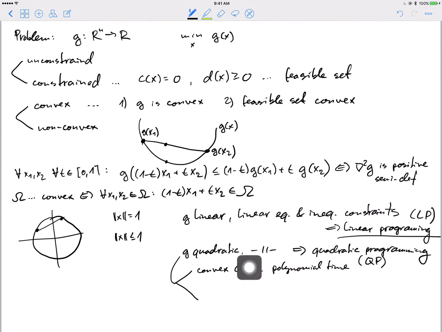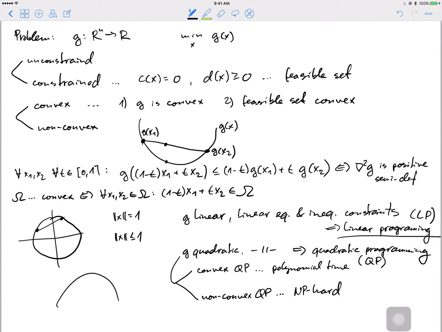Now, what happens if it's still a quadratic program, but it's a non-convex one, okay? The non-convexity can come only from the fact that the G, the quadratic function, will be non-convex, okay? For example, it could be concave, right? Like this. Okay, you still want to be minimizing it. And actually, in this case, you can prove that this is NP-hard. Okay, so there's a huge difference between convexity and non-convexity. Now, that said, not all non-convex problems are equally hard. Okay, the set of non-convex problems is incredibly vast.